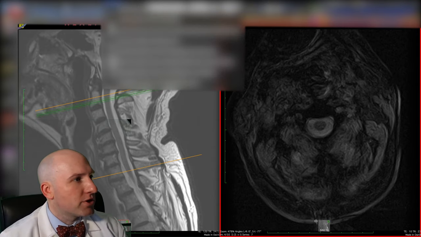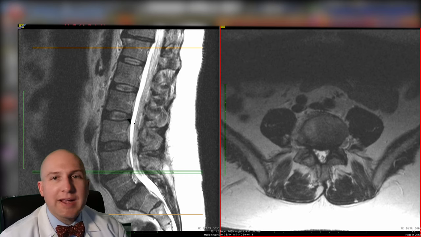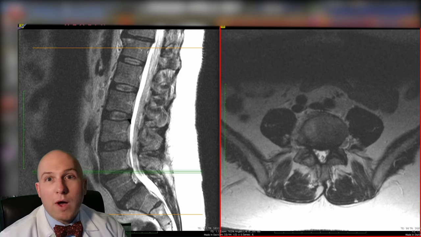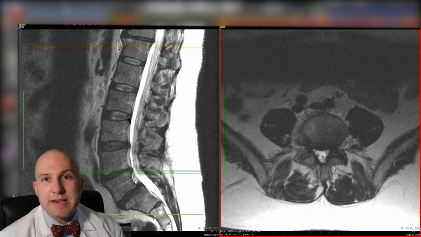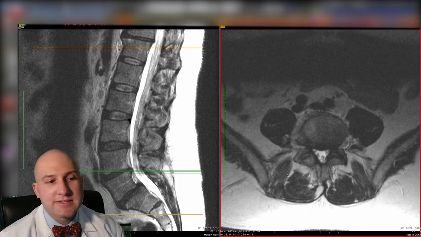The next thing that I want to show you guys is an MRI of the lumbar spine. So let's find it right here. And an MRI of the lumbar spine, again, is going to be looking at what type of sequence is this? Is this a T1 or a T2? So I'll let you guys answer, and I'll give you kind of 10 seconds.